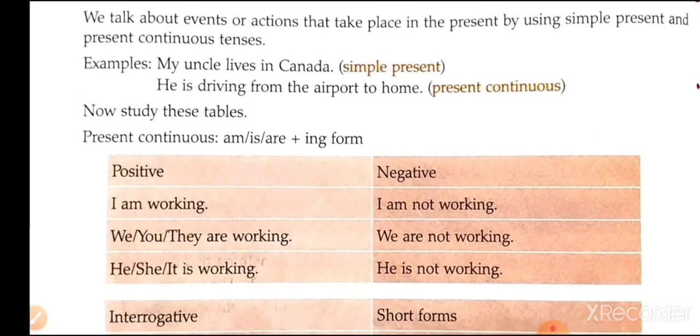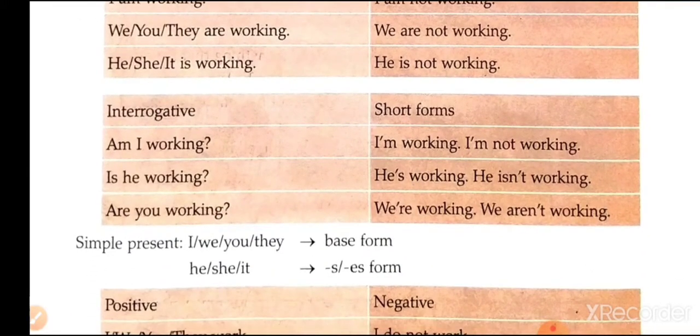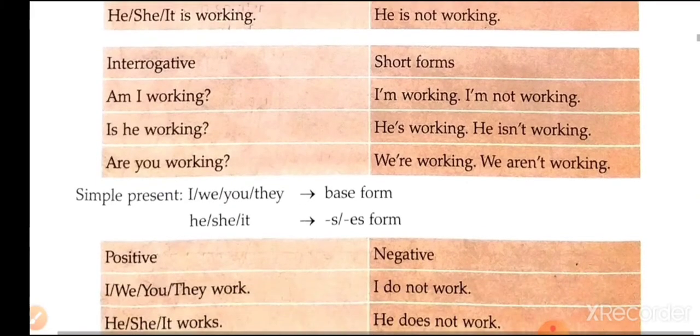Now study this table. Present continuous: am/is/are plus verb with -ing formed. Positive, negative. I'm walking. I'm not walking. We/you/they are walking. We are not walking. He/she/it is walking. He is not walking. Interrogative, short forms. Am I walking? I'm walking. I'm not walking. Is he walking? He's not walking. He isn't walking. Are you walking? We are walking. We aren't walking.